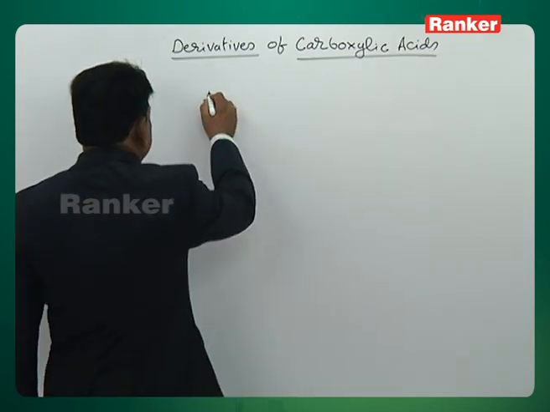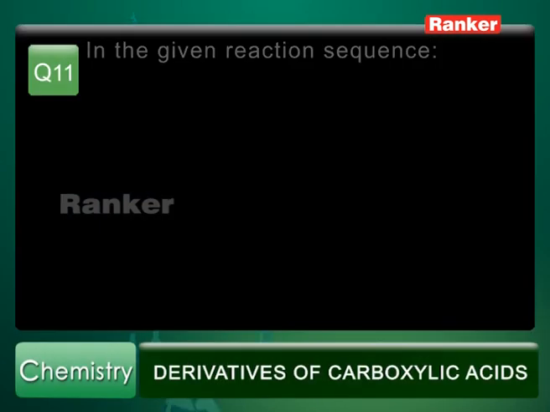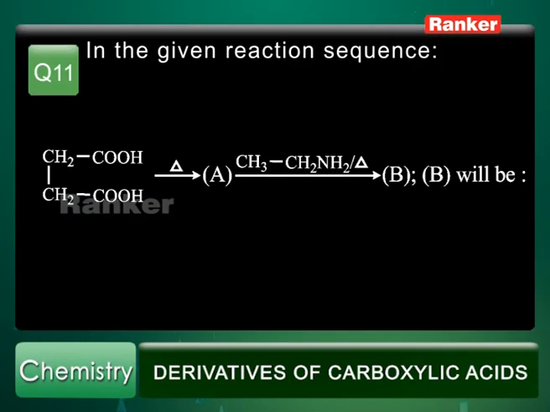Let's go to question number 11. In the given reaction sequence, a 4-carbon dioic acid, known as succinic acid or butane dioic acid, on reaction with heat, that is a pyrolysis reaction, forms compound A, which on reaction with ethylamine on heating gives a compound B. What is compound B?